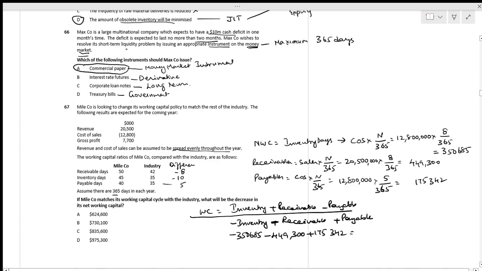It comes to minus 624,643. It is a decrease. Because we are taking the difference and comparing with the difference, that is the reason for the change. It is approximately 624,600, approximately.